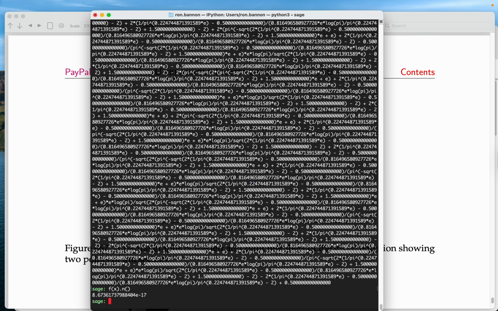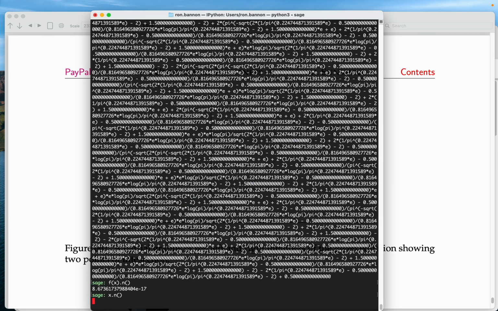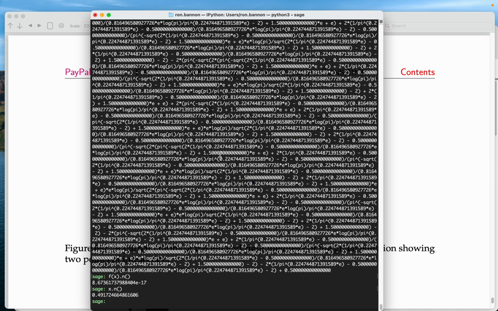And that number that we just evaluated, let me just point that out to you. Whoops. Let me display x for you in an approximate way. And again, it's computing this long number up here now, just trying to approximate it, doing every single computation. It's about a half, right? We knew that by looking at the picture, but again, according to the approximation, it's 0.491724664861606. Much better approximation.